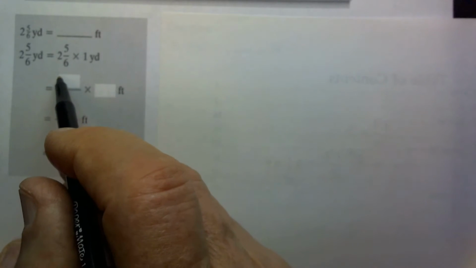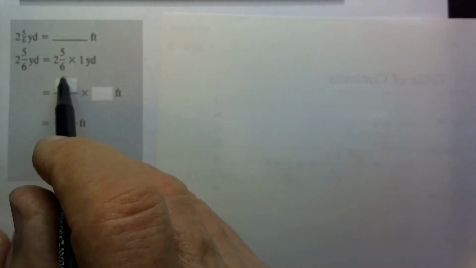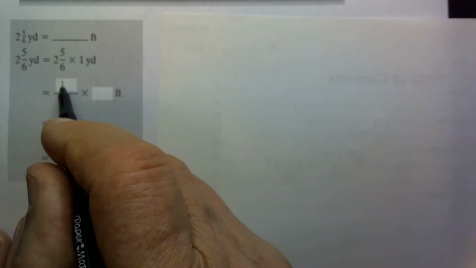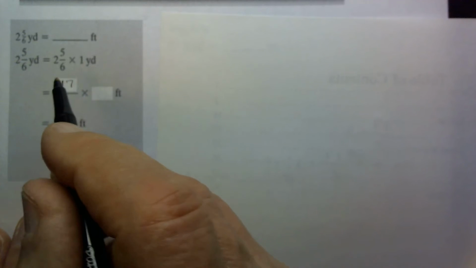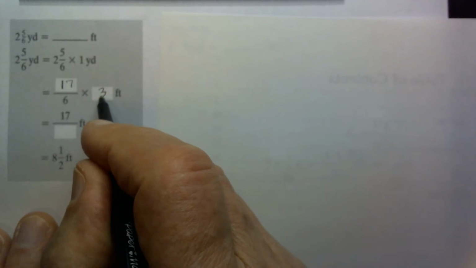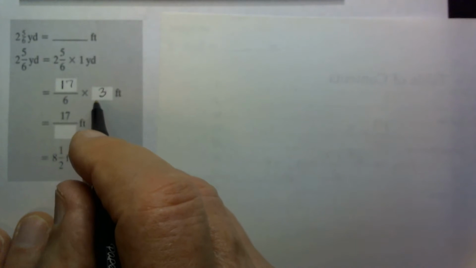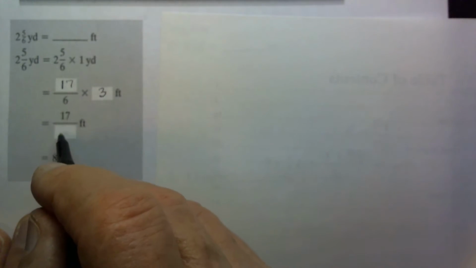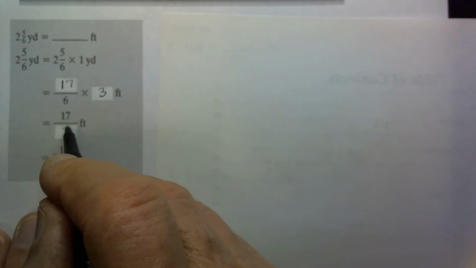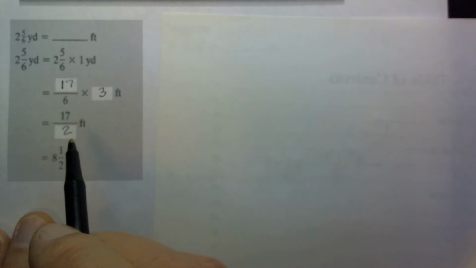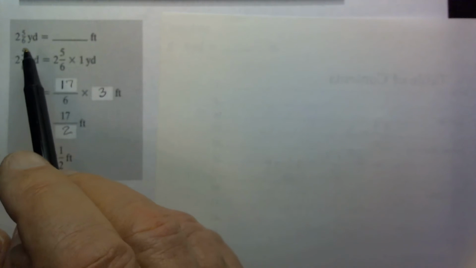Now we convert 2 5/6 into an improper fraction. 2 times 6 is 12, plus 5 is 17/6, times 3 feet, because there are 3 feet per yard. Now the 3 cancels against the 6, so we have 17 divided by 2, or 8.5 feet. In other words, 2 5/6 yards equals 8.5 feet.